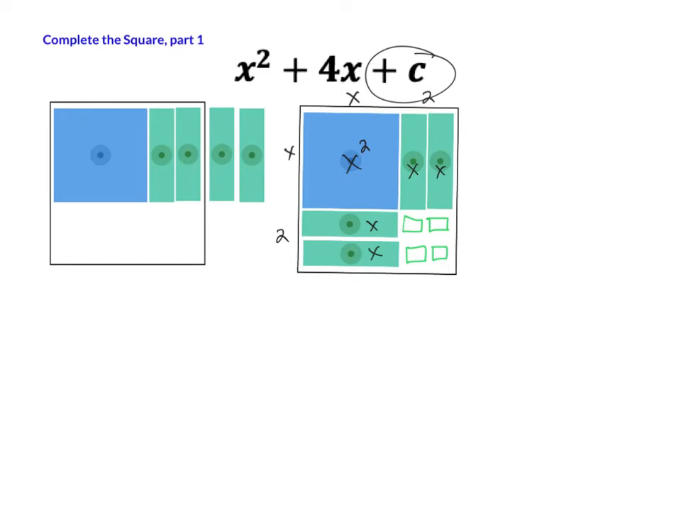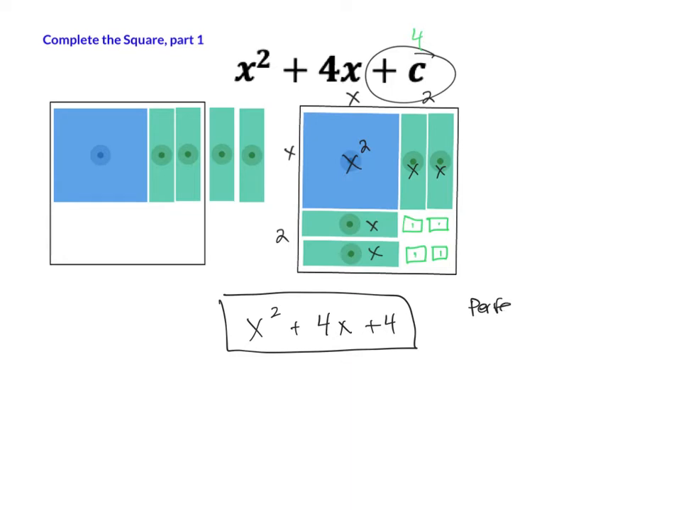These are unit squares. They each equal one, two, three, four. So the number that completes the square here is going to be four. So this number is four. We can rewrite that as x squared plus 4x plus 4. And this is called a perfect square trinomial. Again, perfect square and then trinomial.